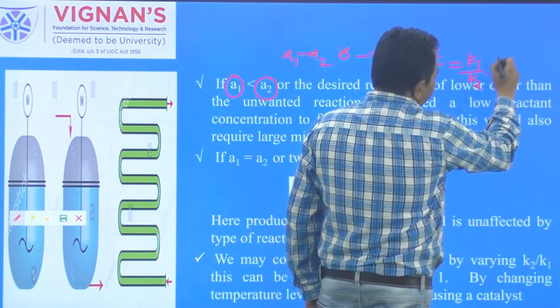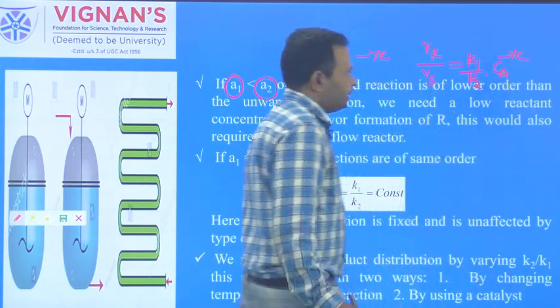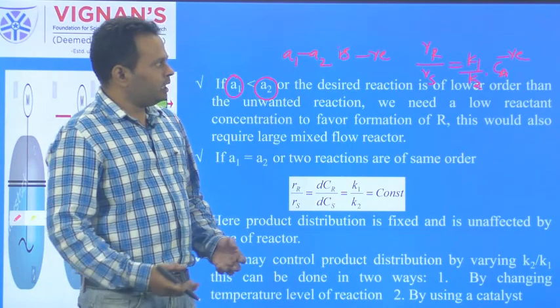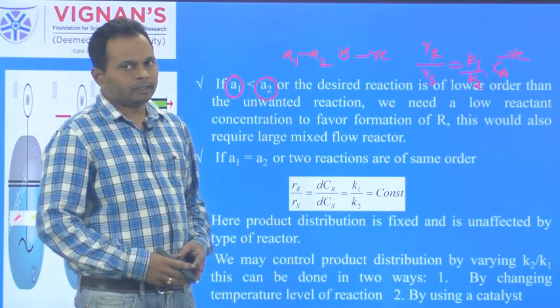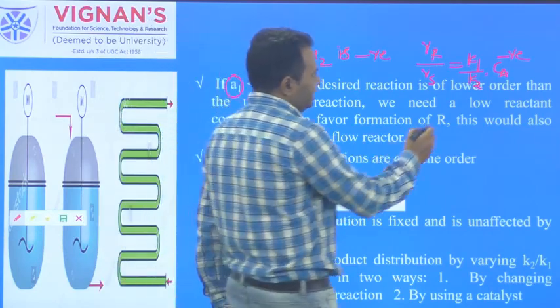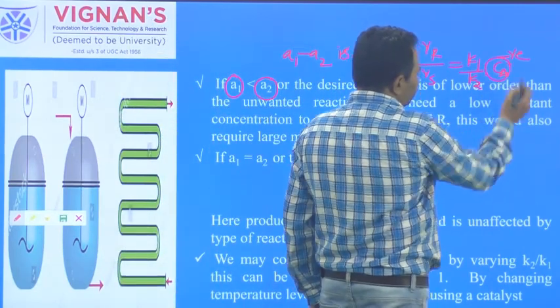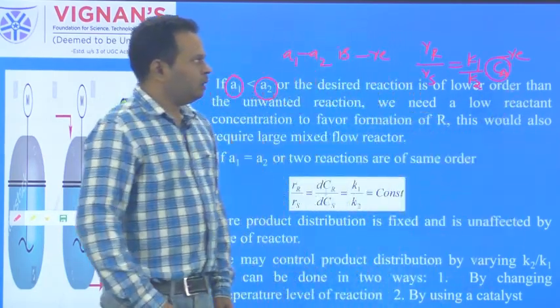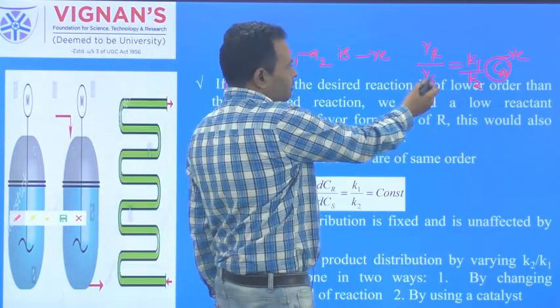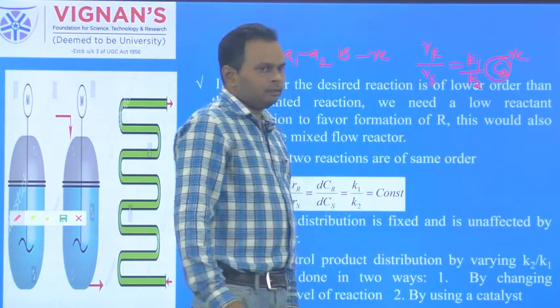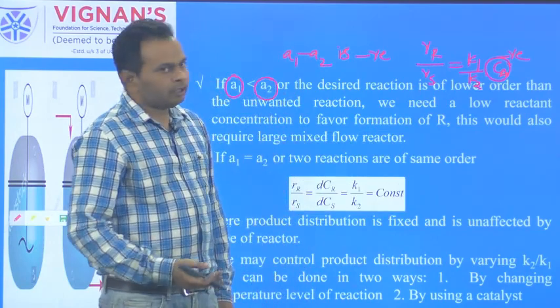Ca to the power of negative. So, when the Ca power is negative, to maximize the formation of R and to minimize the formation of S, the Ca value should be maintained low. Whenever you maintain the Ca value low, then, since Ca is directly related to Rs, you can minimize the formation of S and also maximize the formation of R. Why?